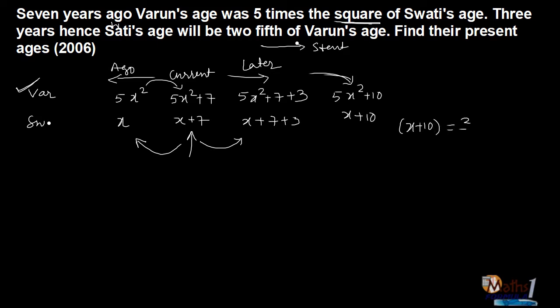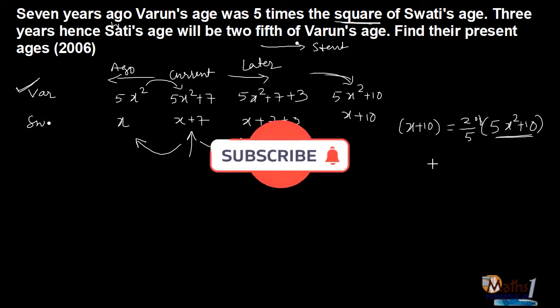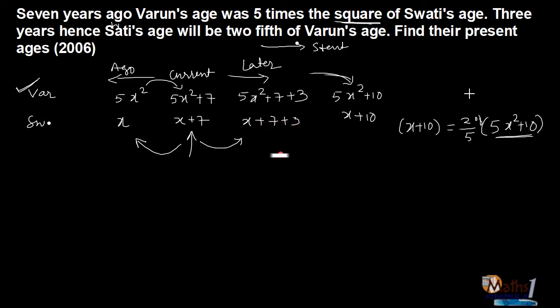Swati's age will be 2/5 of Varun's age, which is 5x square plus 10. So 2/5 multiplied by Varun's age. So what we got here is my equation. Here straight away, this was the condition, so that I can bring it to the present age, I can bring it to the age of after 3 years. Then that's my main equation.